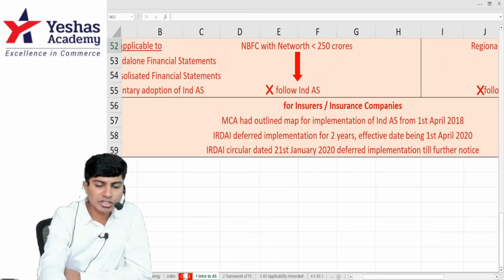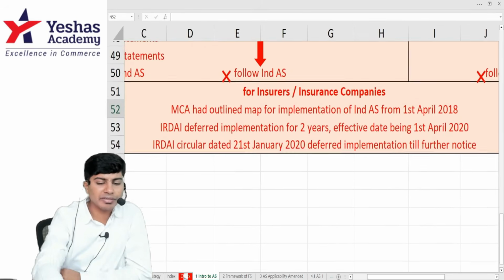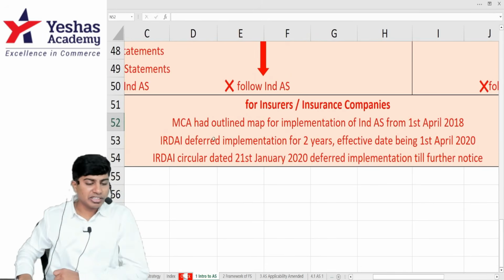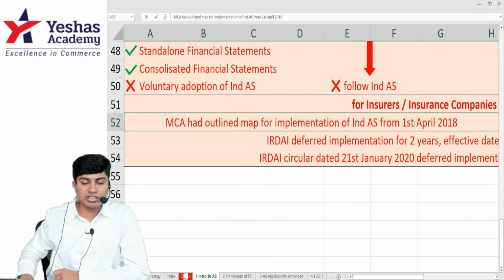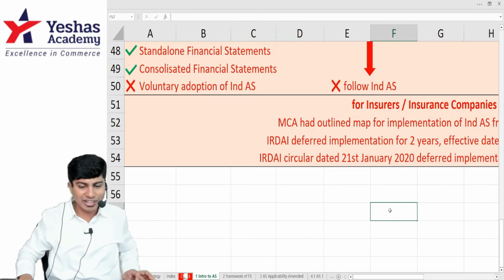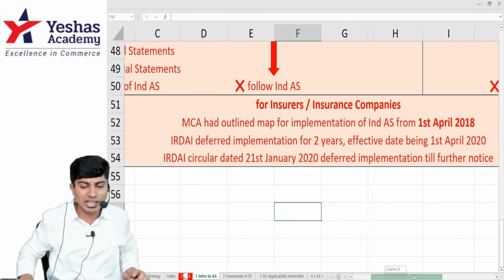Let's talk about insurance companies. Same story like banks. What did they tell? First, MCA told we will start it from 1st of April 2018. When did they tell? What did they tell? 1st of April 2018.